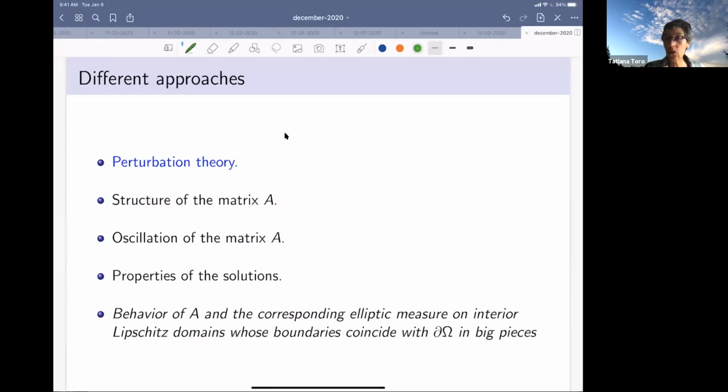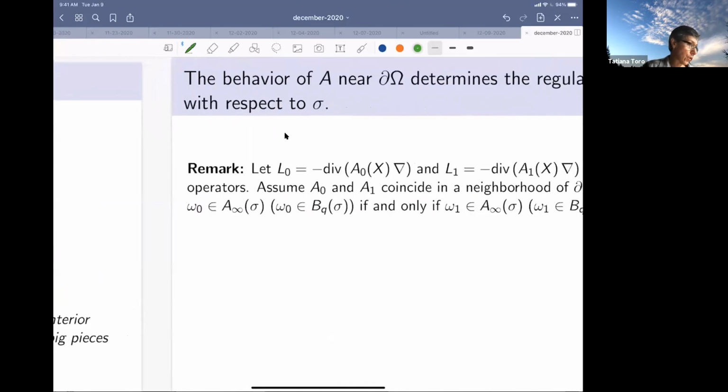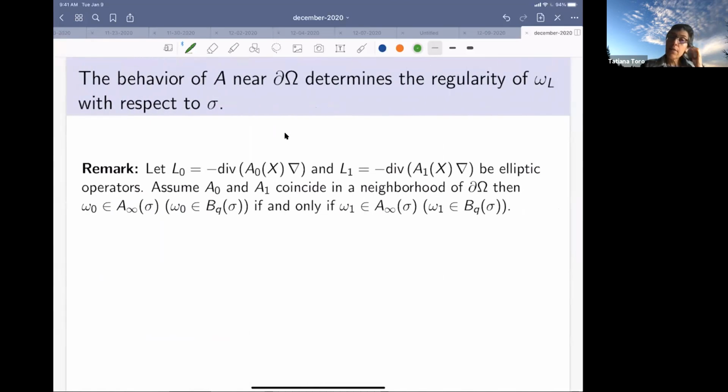We will look at how perturbation theory has been used to address the question of whether omega L is an A infinity weight with respect to sigma, and where that study has led us. Everything comes from the following observation: the behavior of A, the matrix, near the boundary determines what happens to omega L with respect to sigma.